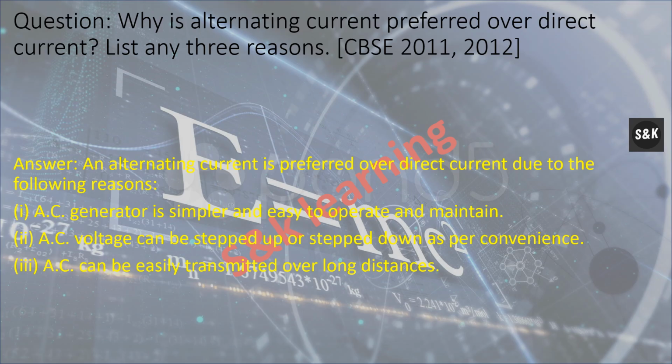Why is alternating current preferred over direct current? Alternating current is preferred over direct current due to the following reasons. An AC generator is simple and easy to operate and maintain. AC voltage can be stepped up or stepped down as per convenience. AC can be easily transmitted over long distances.